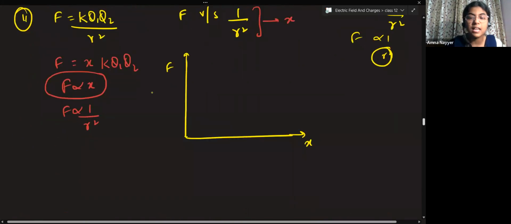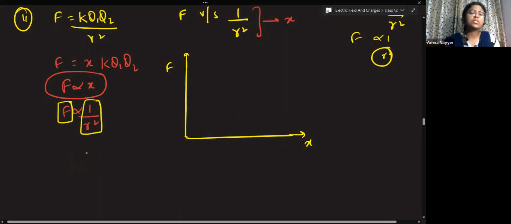We are getting x. Had it been 1 by r to the power 4, then we would have taken x square. In this case, force is directly proportional to 1 by r square. You don't have to check whether r square is having the power 2 or 3 or any power. You just have to check what the question is asking. The question says one quantity is force, other quantity is 1 by r square. So you just have to check how both these quantities are related. Force is directly proportional to 1 by r square.